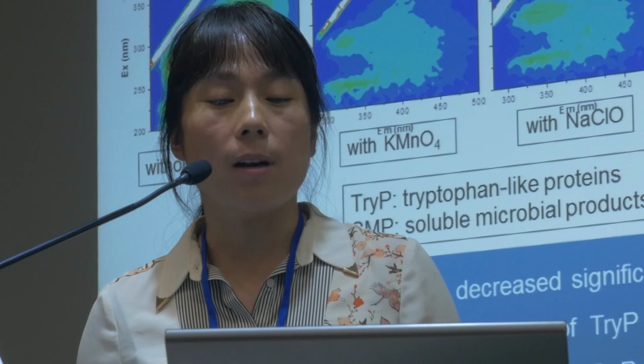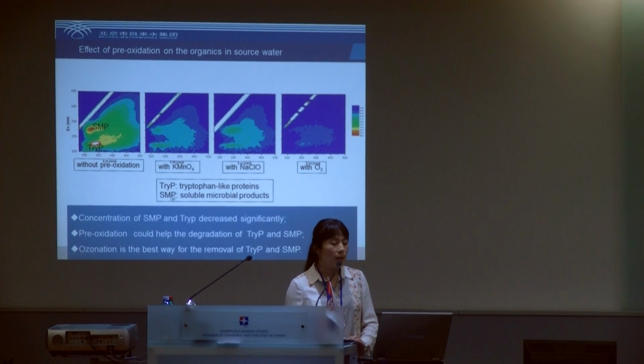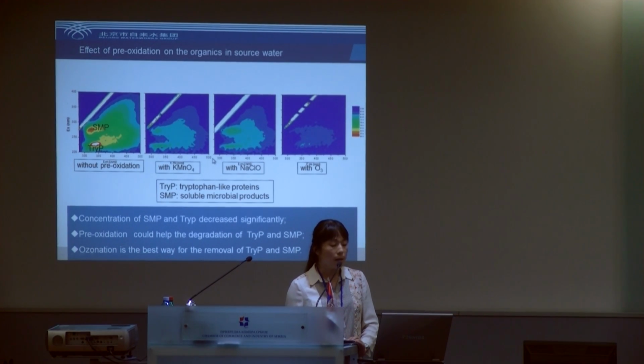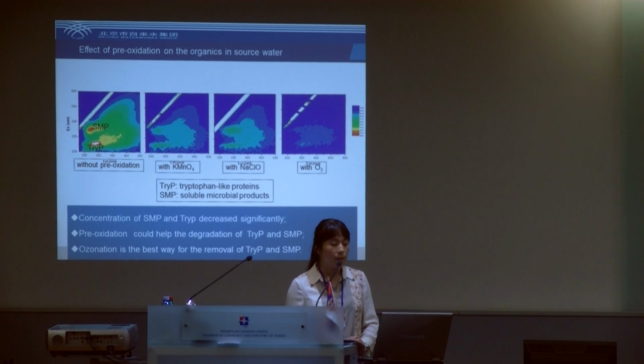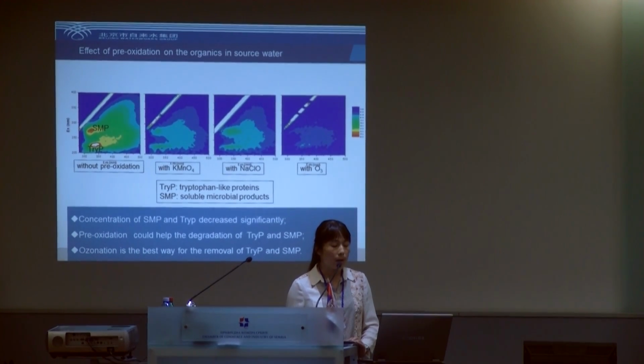We could see from the other three figures, the color is becoming lighter. That is to say, concentration of SMP and protein decreased significantly. From the four figures, we could see pre-oxidation could help the degradation of protein and SMP. And among the three pre-oxidants, ozonation is the best way for the removal of protein and SMP.